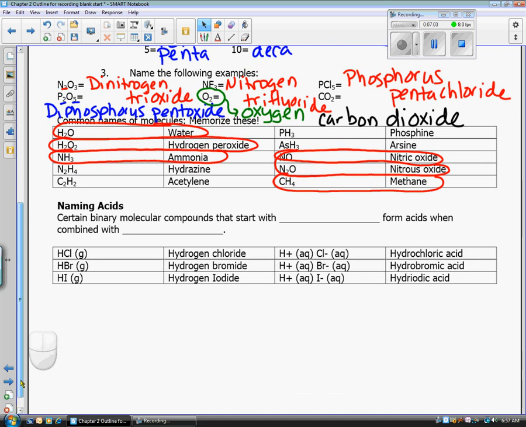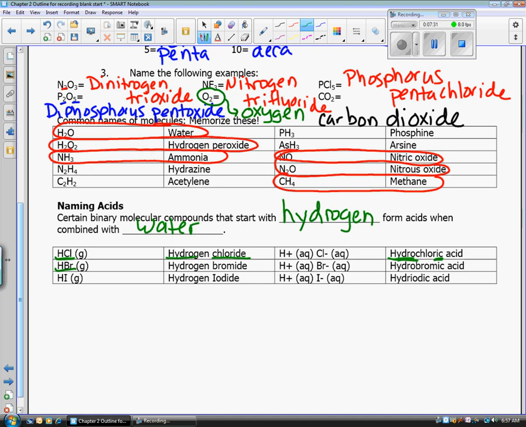Very last thing we're going to do in this whole chapter is naming an acid. Okay, certain binary molecular compounds that start with hydrogen form acids when they're combined with water, such as this one, HCl. We've used that a lot. We have hydrogen chloride, if you just name it. But if I put that into water, I have hydrochloric acid. Okay. HBr, I added to water, I have hydrobromic acid.